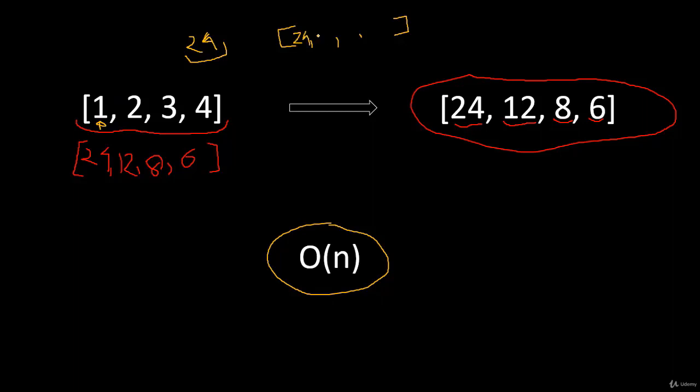Then at index 1 we will divide this 24 by the number we have in index 1, in this case 2. Then 24 divided by 2, it will be 12. Now at index 2 we'll divide the 24 by 3, it will be 8, right? And at index 3 we'll divide the number 24 by 4, then it will be 6. Now this is your result array, right? But in this problem you can't use the division operator to solve this problem.